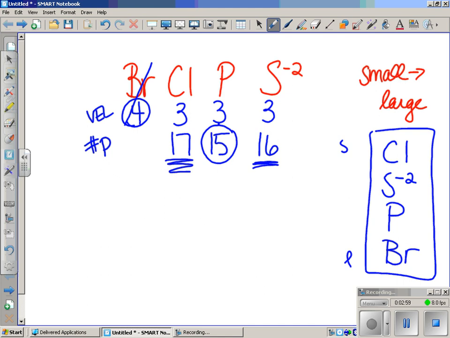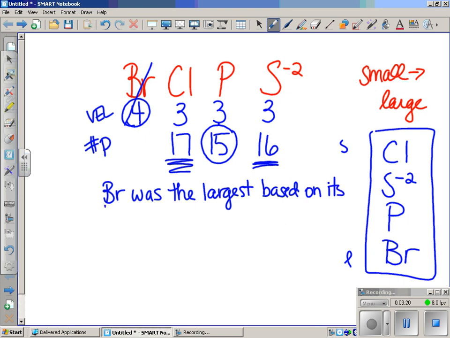Okay, so it's kind of hard to do this when you're doing a group of 4 of them. But you still need to incorporate the same ideas. So what you can do is you can start by saying bromine was the largest based on its higher valence energy level. Okay, so that takes care of bromine.